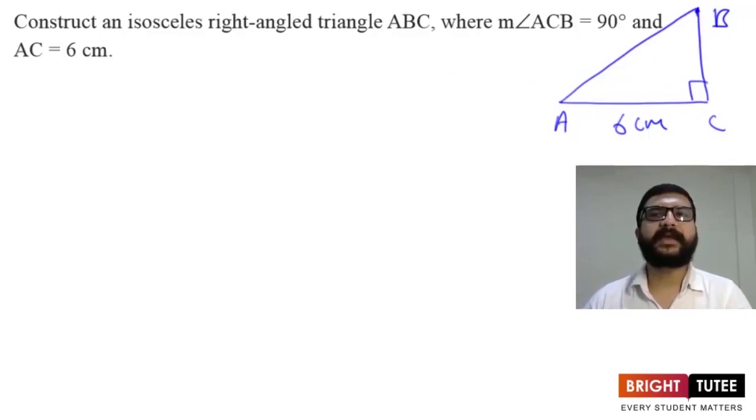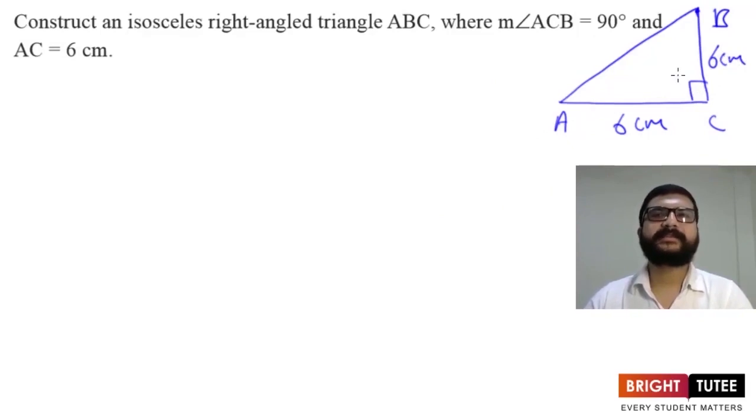Now when it will be isosceles, we know in an isosceles triangle two of the side lengths are equal. Now in a right angle triangle, we know hypotenuse cannot be equal to any of the legs because hypotenuse is the largest side of the right angle triangle. So it means AC has to be equal to BC. So we need BC to be 6 centimeters. So here BC has to be 6 centimeters.